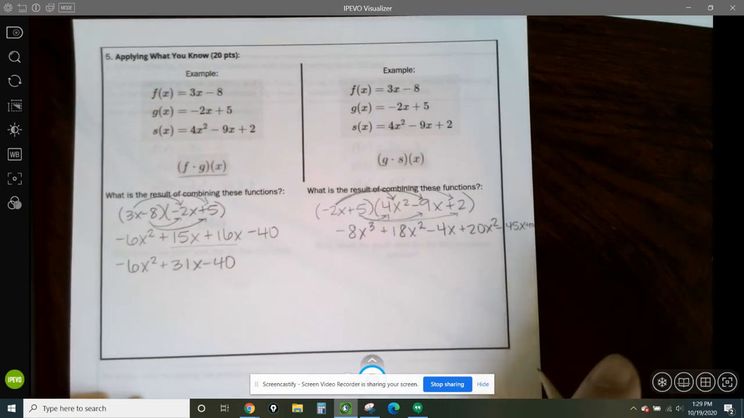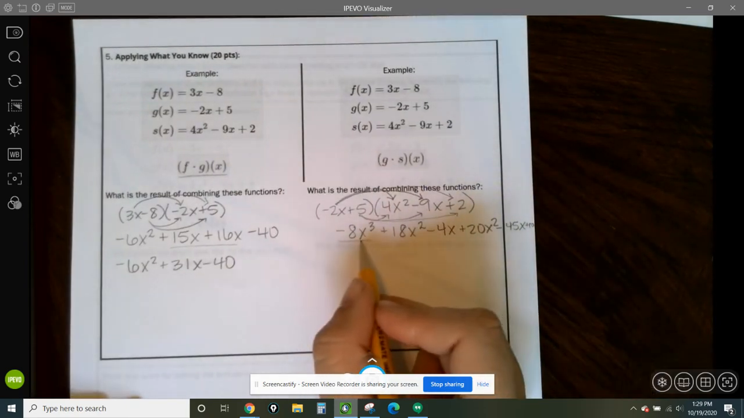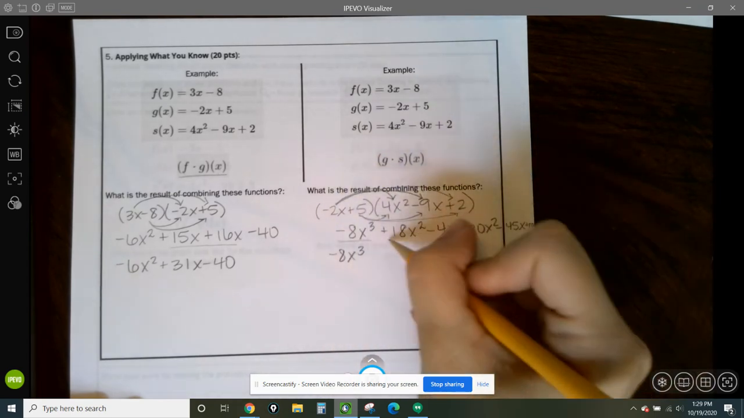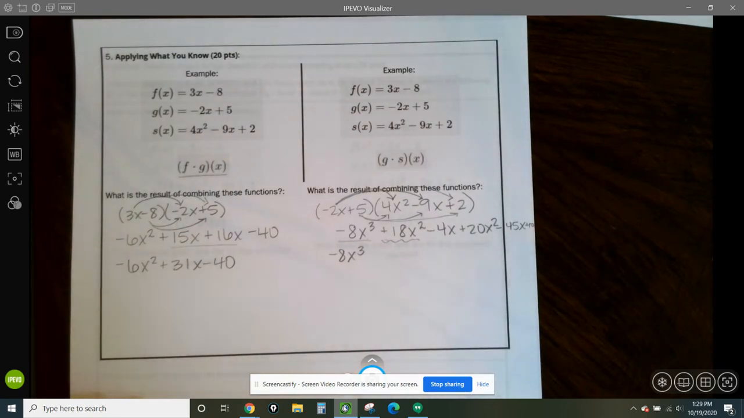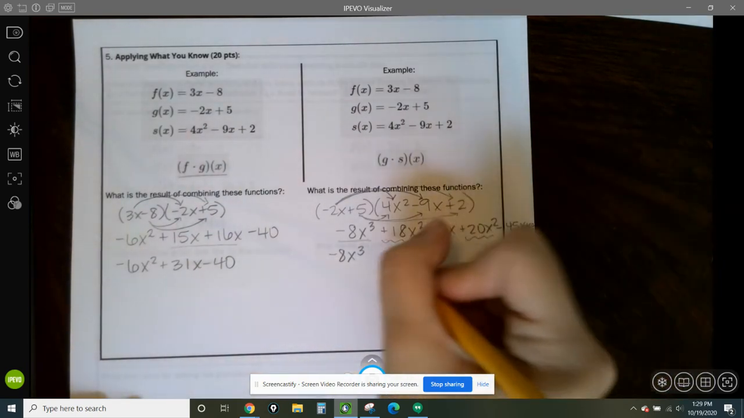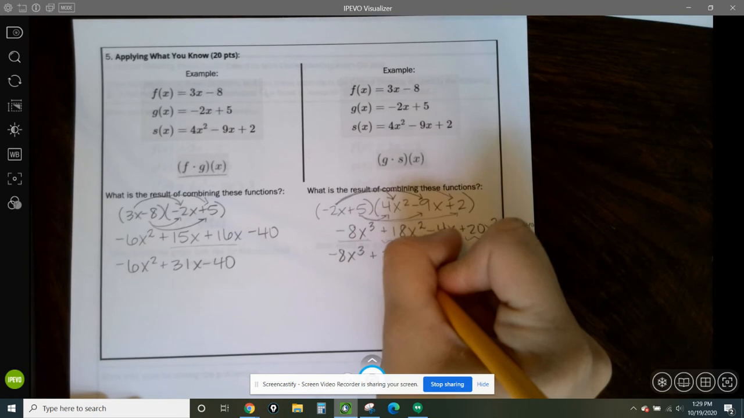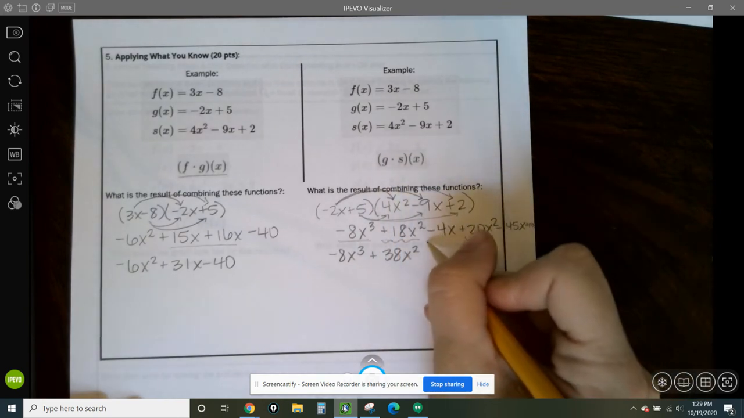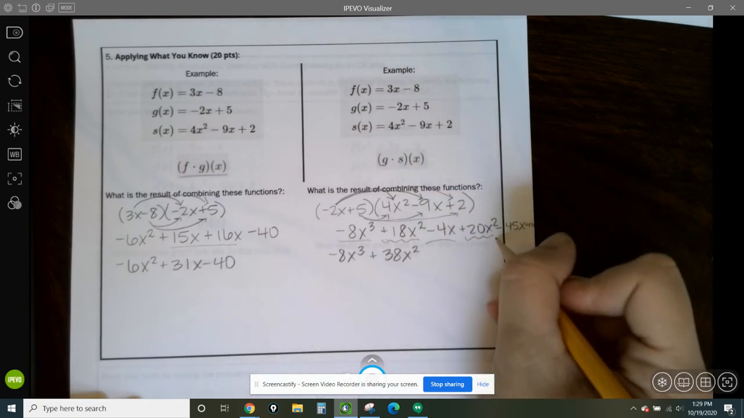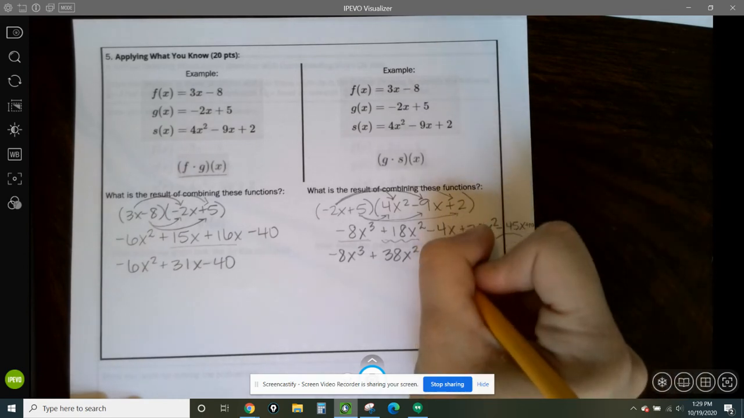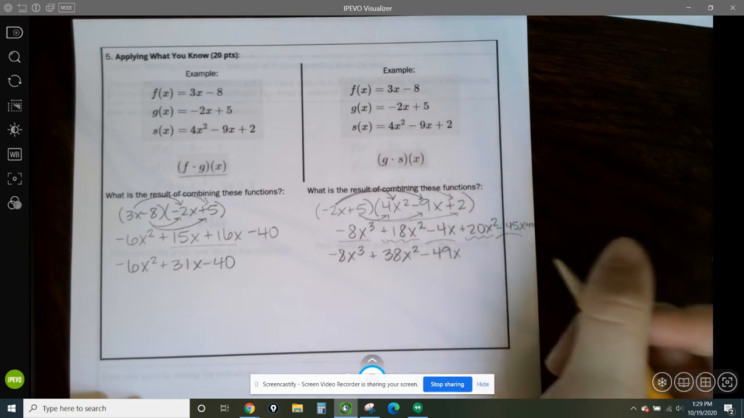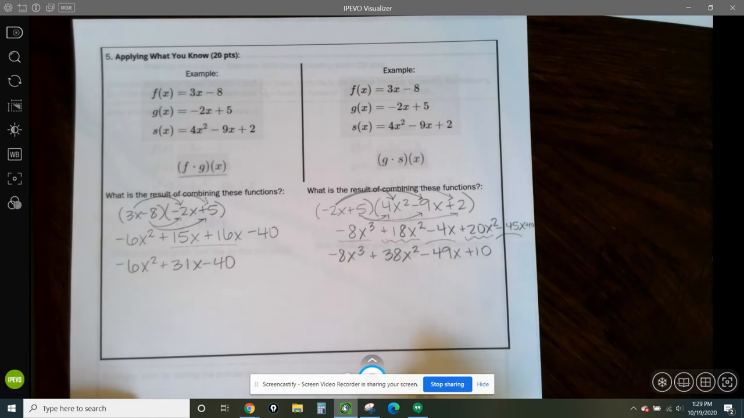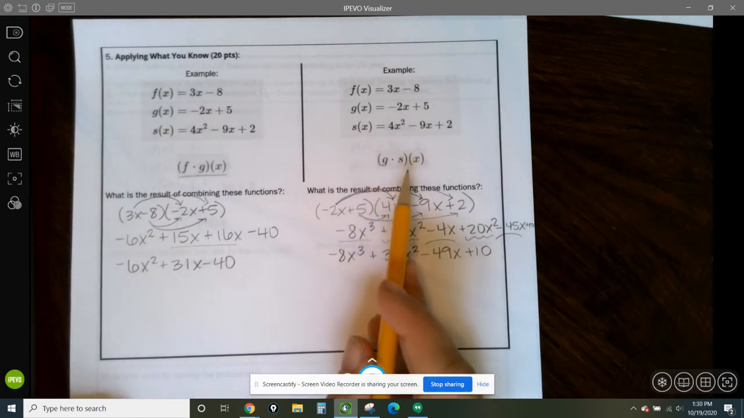So I know I have some like terms to combine. This is the only x cubed term, so I'm going to keep that, negative 8x cubed. I have a positive 18x squared and a positive 20x squared, so that is plus 38x squared. And then I have a negative 4x and a negative 45x, so that's a negative 49x. And I have that plus 10 on the end. So that's what I get when I combine g and s of x.